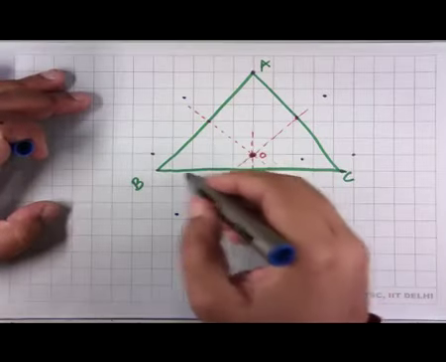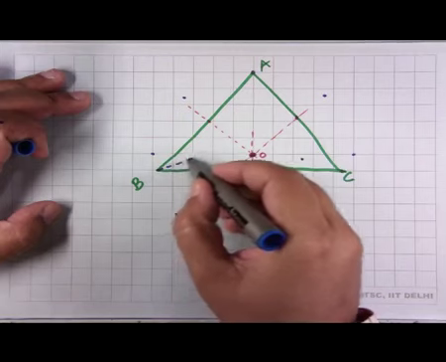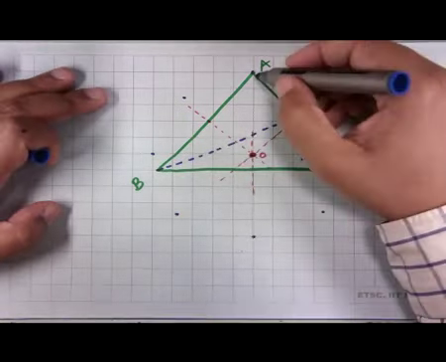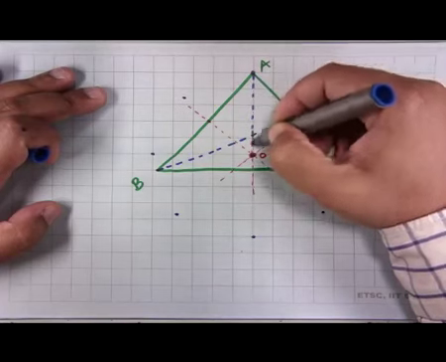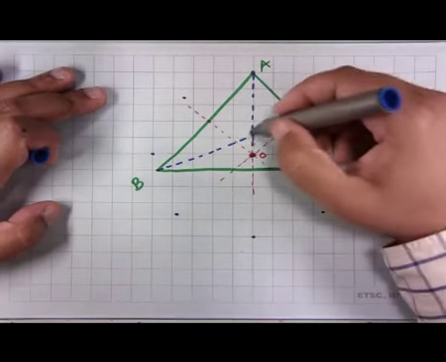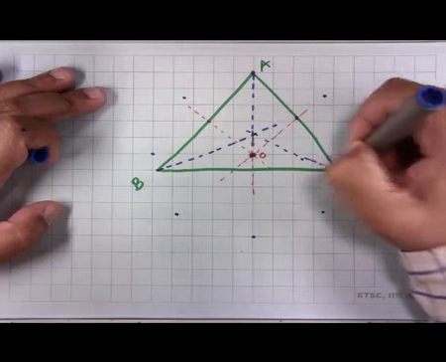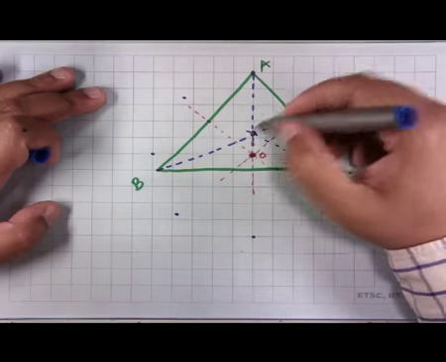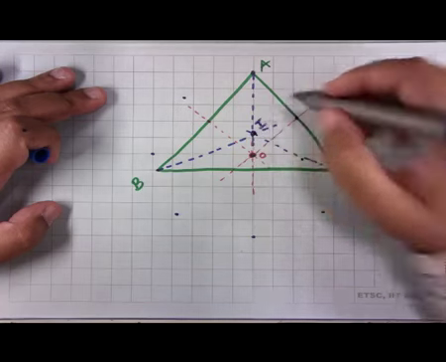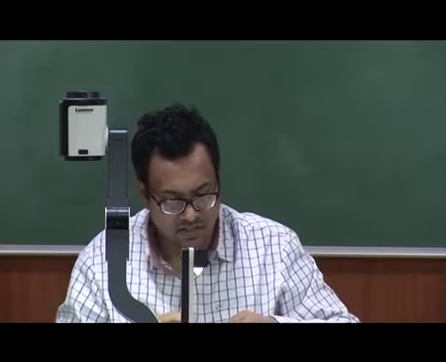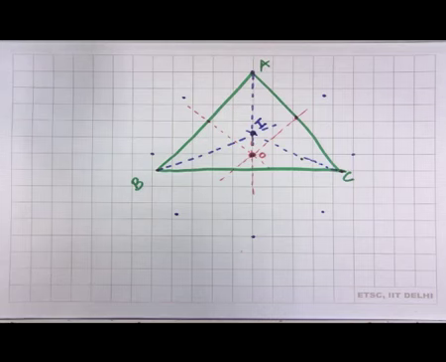So, let us now draw the angular bisectors of the three angles. This is the angular bisector of the angle B. Let us say that this is the angular bisector for the angle A, and this is the angular bisector of the angle C. Let us say that they intersect at this point I, which is the incenter of the triangle ABC.